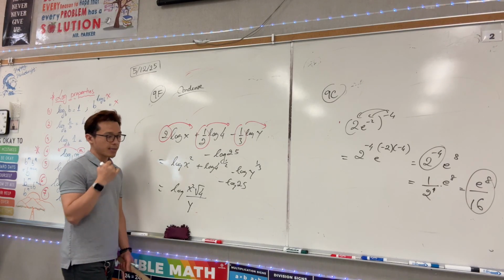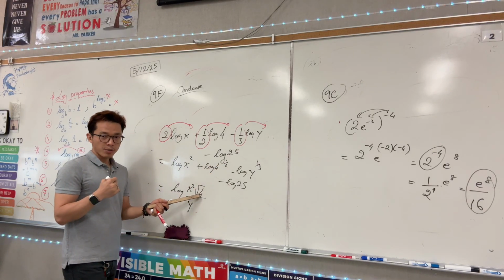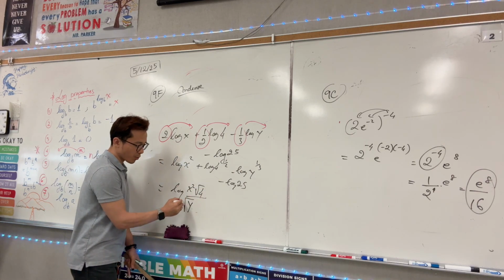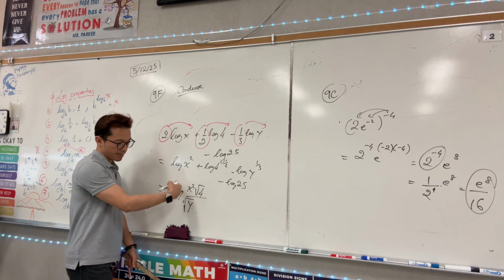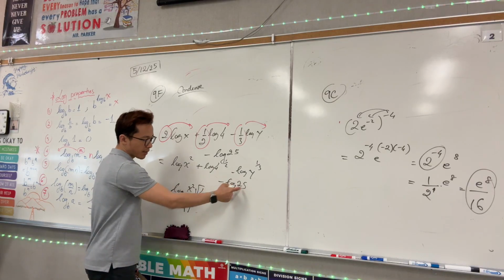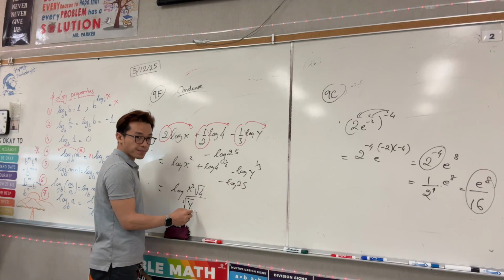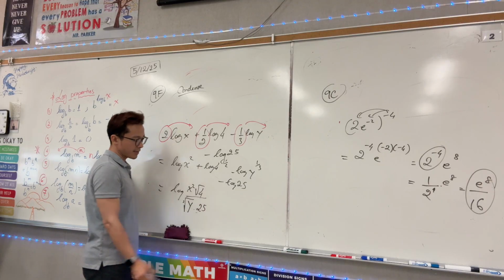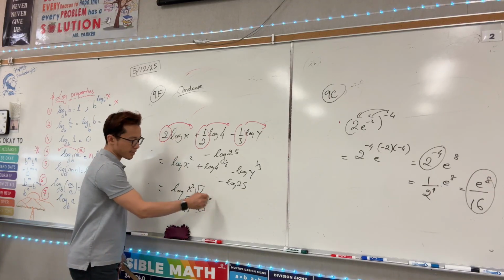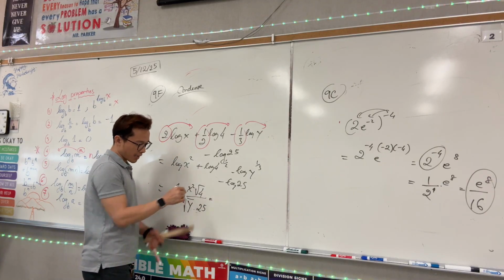Cube root, right? 1/2 is square root, 1/3 is cube root. So this is the cube root of y. To make it look similar. Now 25, is it on the bottom or on the top? Bottom, times 25. Let's simplify it because that's one more thing you can do.